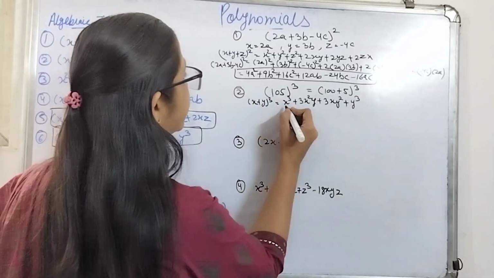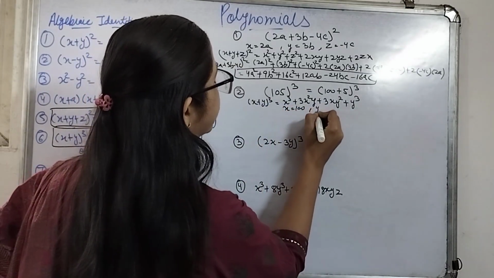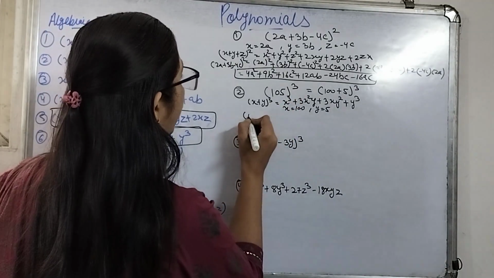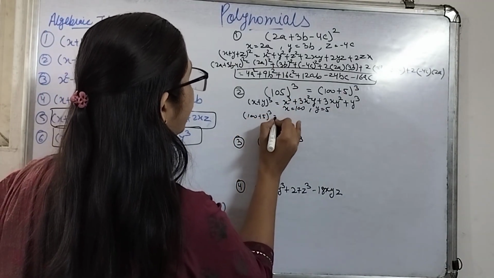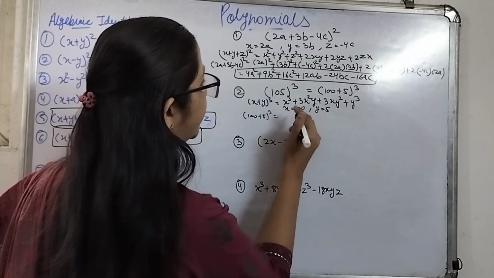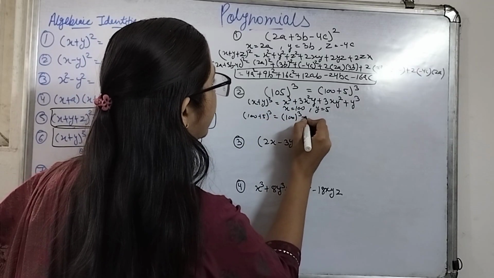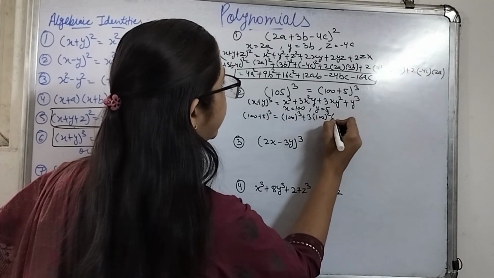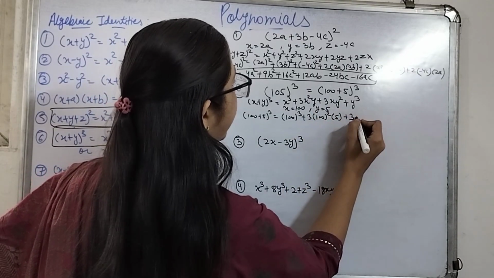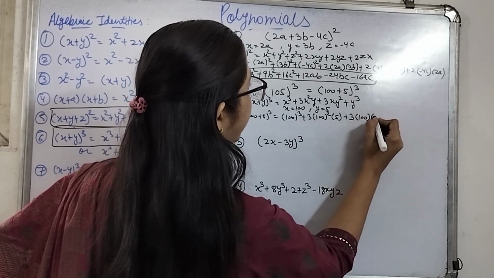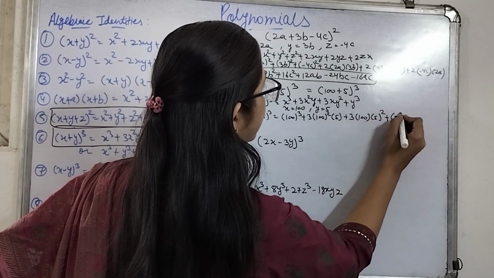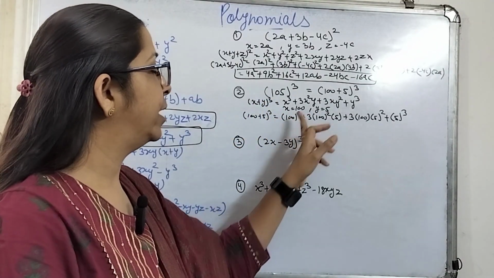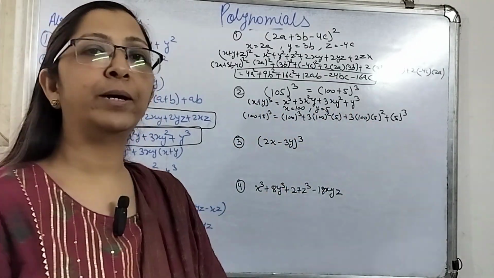Now replace x is equivalent to 100 and y is equivalent to 5. If we keep this, 100 plus 5 whole cube will be, first is your x cube, that is your 100 cube, plus 3 multiplied by x square, that is 100 square, into y, that is 5, plus 3, x is 100, y is your 5 square, plus y cube means 5 cube. Wheresoever x was coming in the identity, we have replaced that by 100, and wheresoever y was coming, we have replaced it by 5.